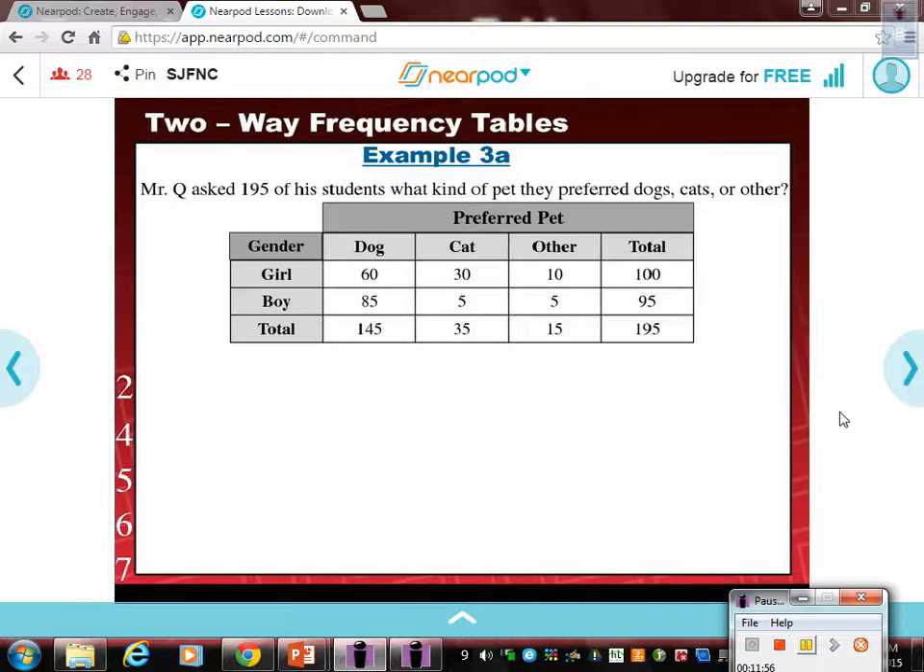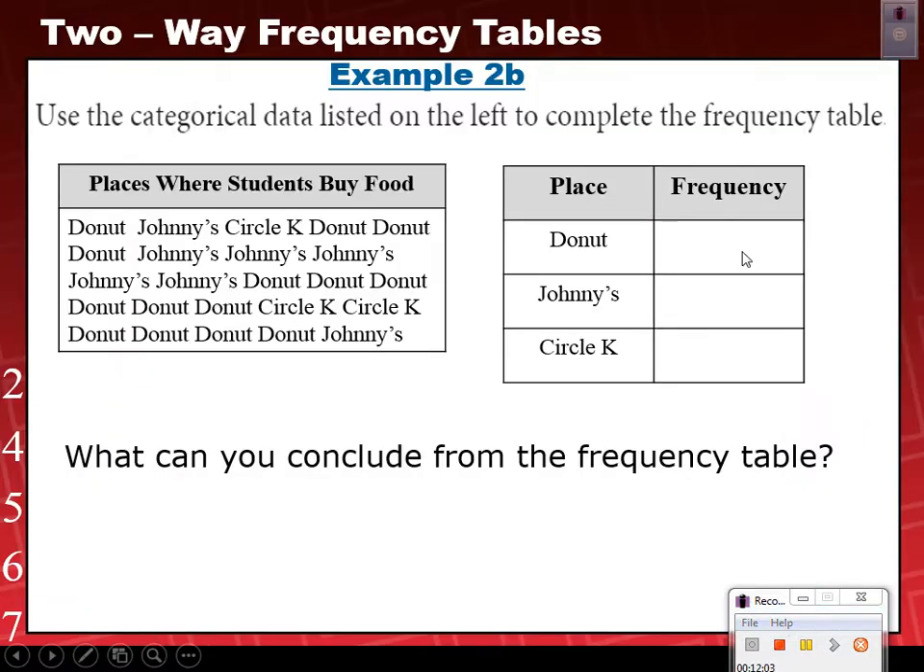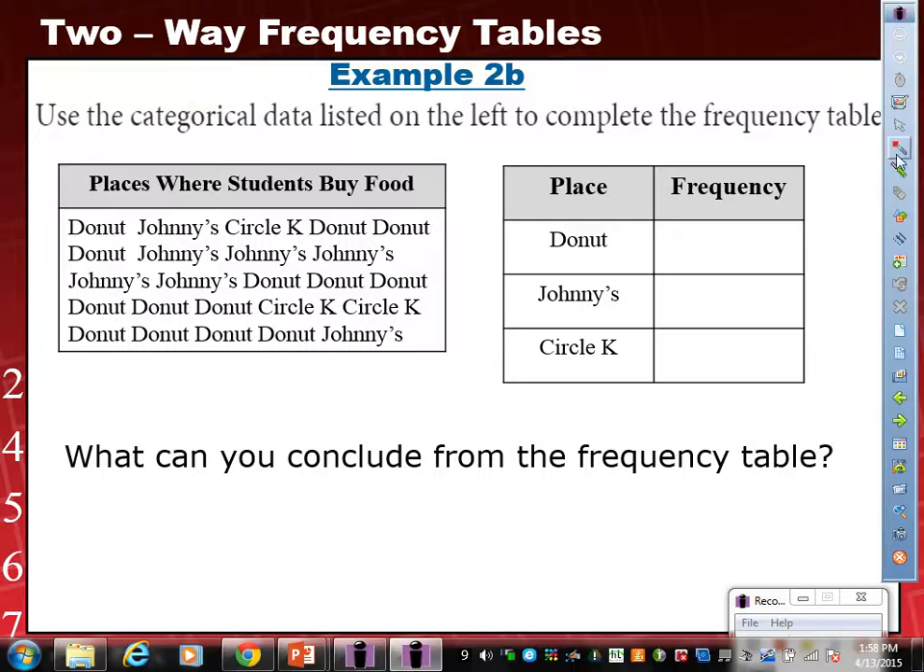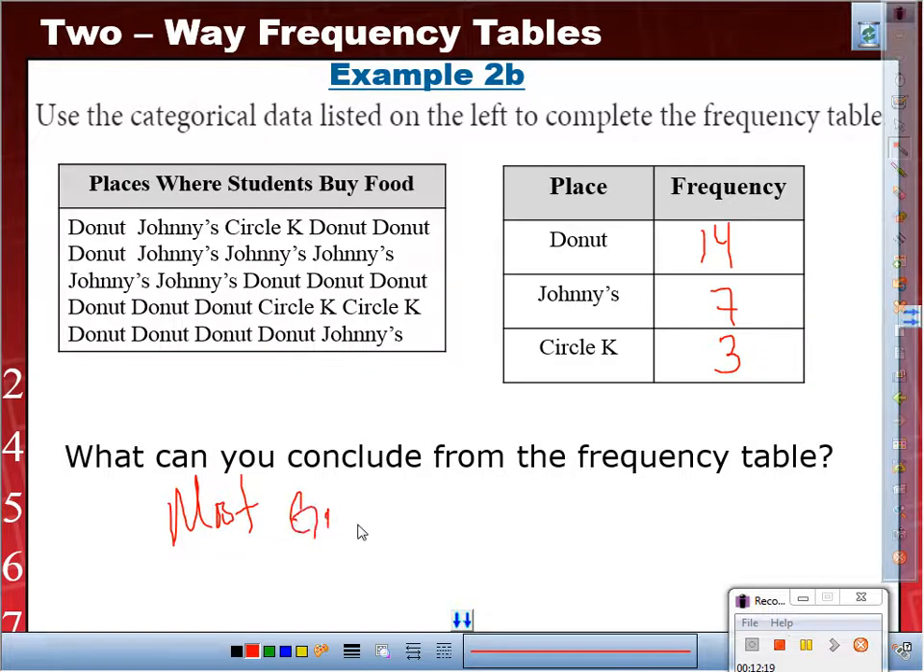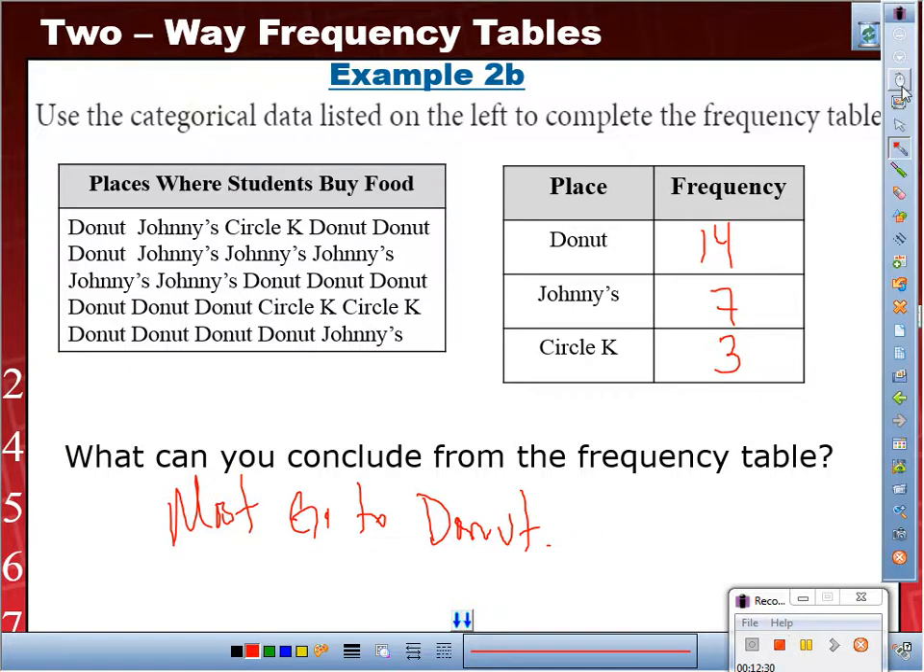All right, so we concluded, let me go to my PowerPoint really quick, that, let's see, help me fill this in. How many went to Donut? 14. Johnny's? And Circle K? 3. So therefore we said that most go to Donut. Okay. So that's how you fill in a one-way frequency table, and that's how you answer your conclusion.